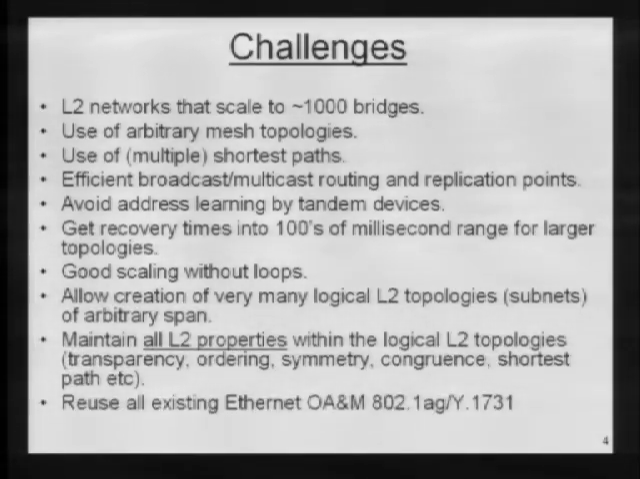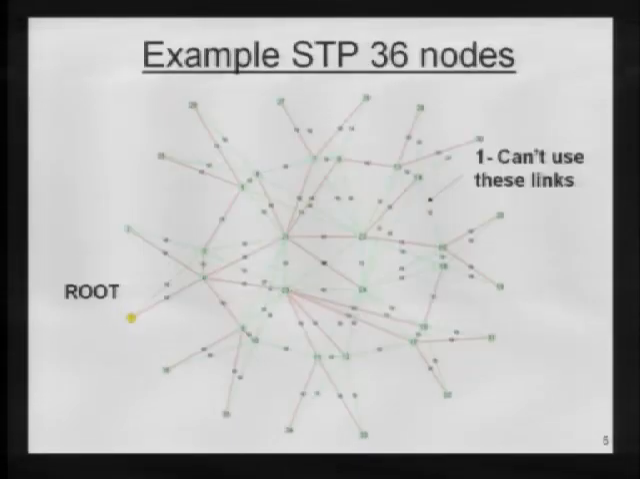I want to have the ordering maintained, the transparency, and the symmetry and congruence of the routing, so the symmetry of the unicast and the congruence with respect to multicast. And I want to do this while producing shortest paths. Probably one of the most important bullets here is that we have an enormous amount of time and energy invested in Ethernet OANM. We want to be able to reuse all of the existing Ethernet OANM mechanisms that are out there today.